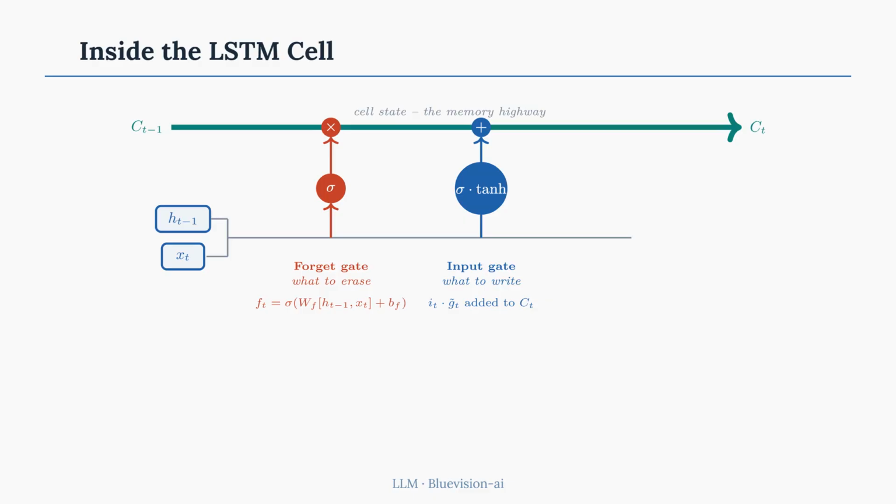Step 3. The input gate. Two operations together. A sigmoid, how much to write, multiplied by a tanh, what to write. The result is added to the cell state. New information flows in only where the gate decides it should. Step 4. The output gate. A final sigmoid decides which parts of the cell state to expose to the outside world. That filtered signal passes through a tanh and becomes h_t, the hidden state that the next cell, or the final output, will see.